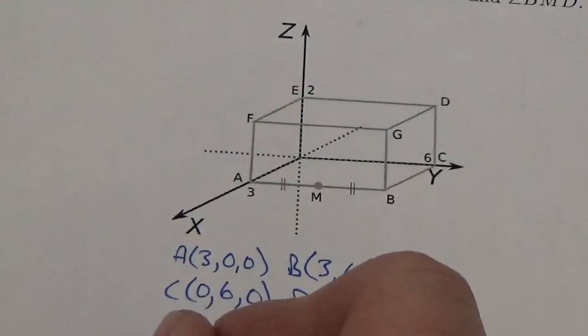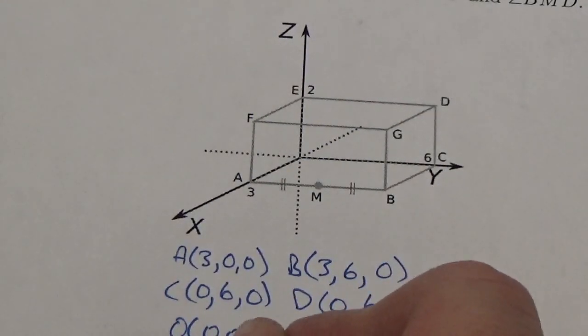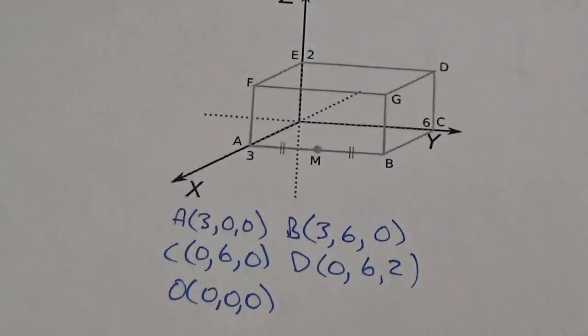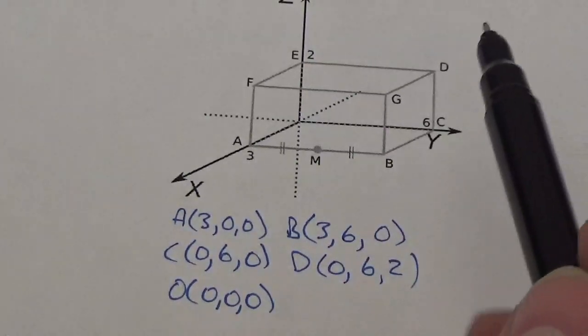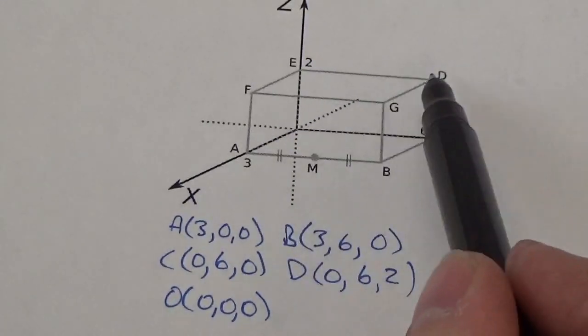Now, the origin, clearly the origin is going to be 0, 0, 0. Hey, whoops, can't see that. No big deal. So now let's figure out that first one. I want to figure out the angle ADO.